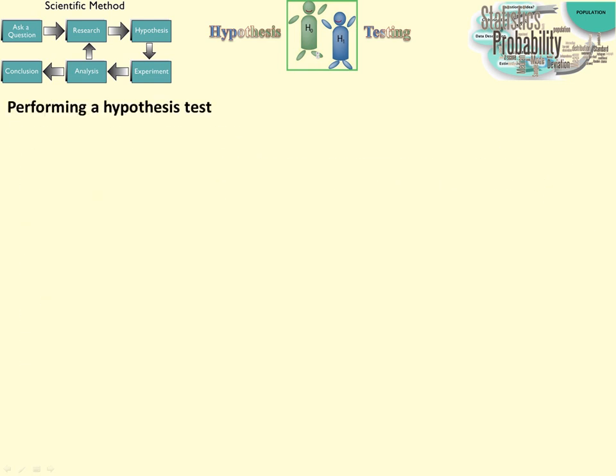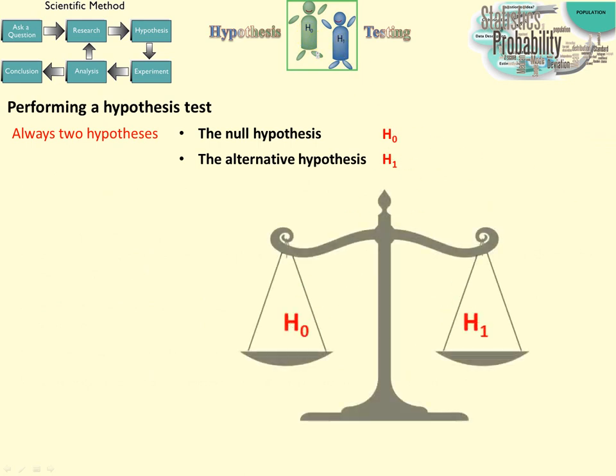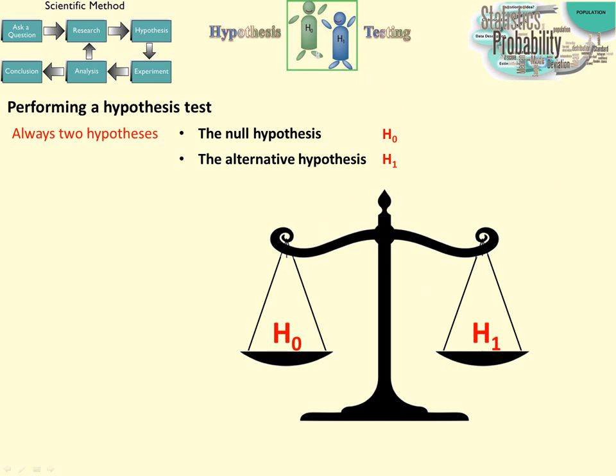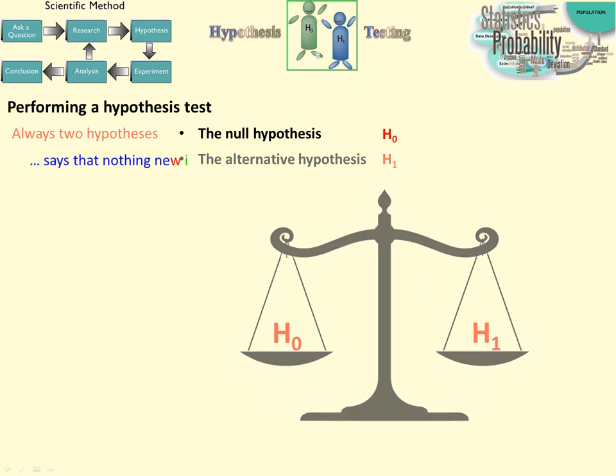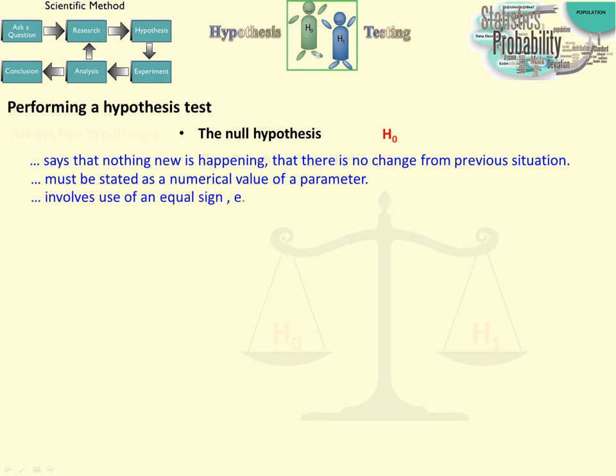Right, how do we go about performing a hypothesis test? There are always two hypotheses: the null hypothesis, H0, and the alternative hypothesis, H1. And we weigh them together. The null hypothesis says nothing new is happening and there's no change from the previous situation. It must be stated as a numerical value of the parameter and involves the use of an equal sign.